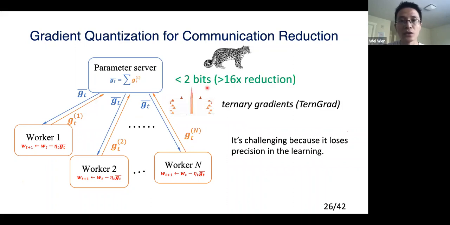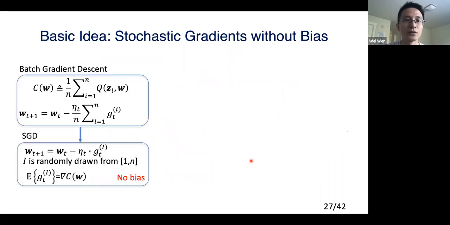In this work, we do quantization. We call it ternarization, so it's called ternary gradients, or TernGrad. Ternary here means three discrete values. So we can encode them to at most 2 bits, so we can reduce the communication significantly, by 16 times. It is quite challenging because it loses precision in the training. So how did we achieve it?